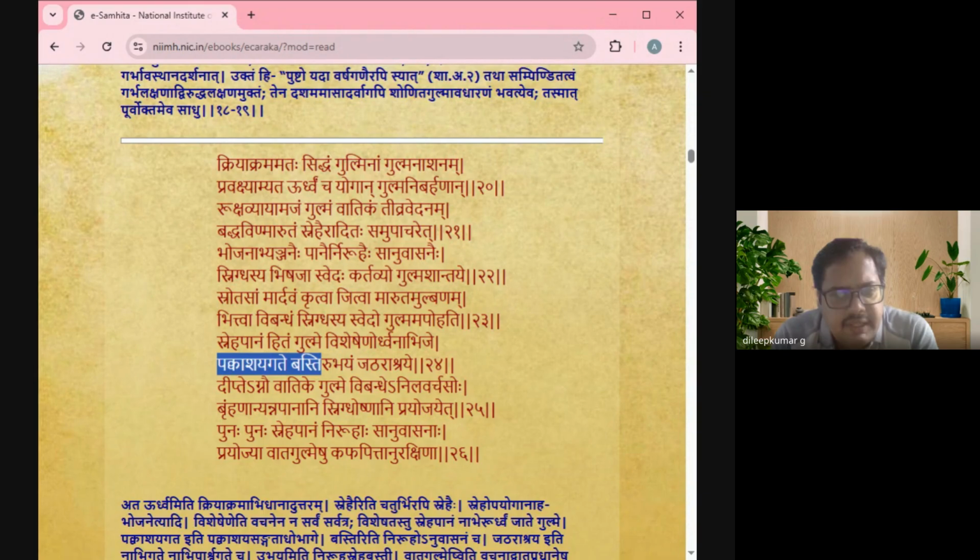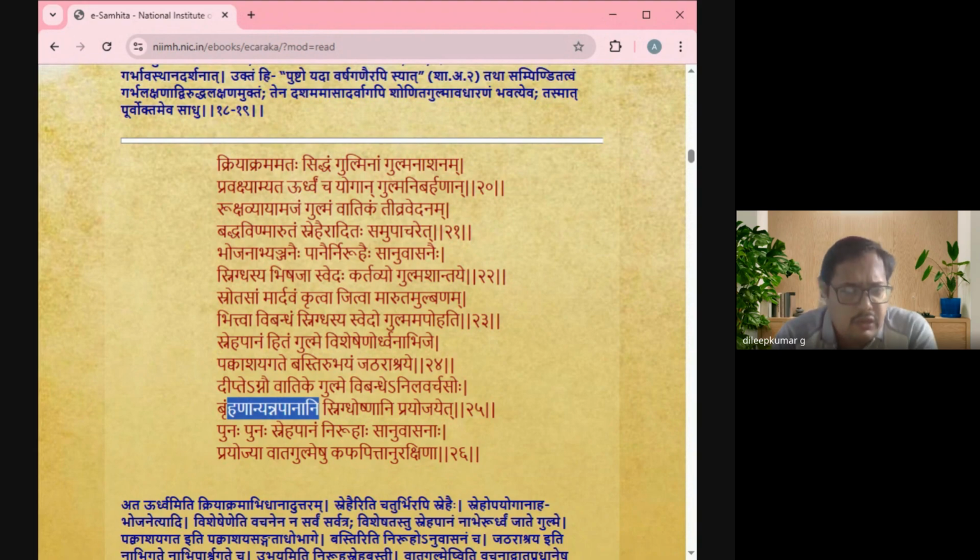Whenever there is Deeptagni, Vatika Gulma, Vibandha, Anila Varchasam, Brahmana Annapanani should be started, Snigdha Ushna Prayoje. So Snigdha Ushna treatment may be in the form of Snehapana, Virechana, Anuvasana, Niroha. All different types of Snehana, Swedana and Anulomana treatment should be carried out. Hence this shloka is important.